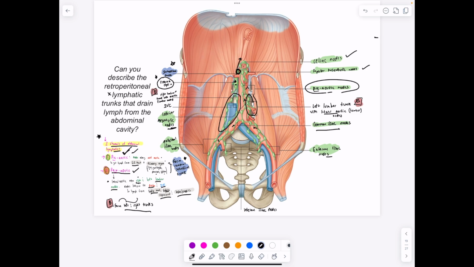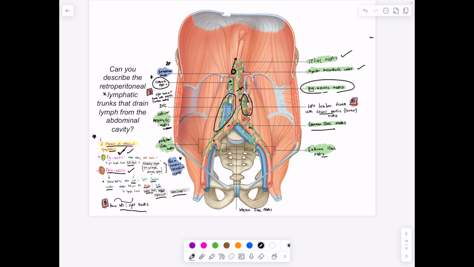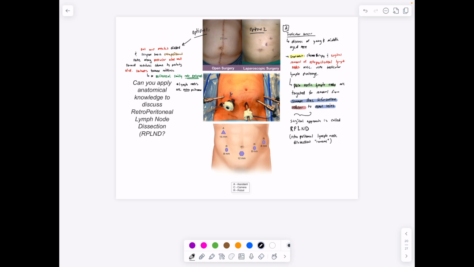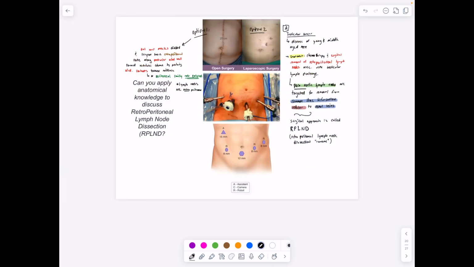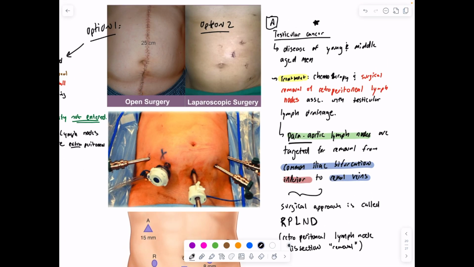All right. The challenge, though, as we'll see in a second, is that these guys being associated with the aorta means that they are very difficult to remove. And so if lymph nodes do need to be removed, we target the para-aortic, the ones that are around the aorta instead of on the aorta. All right. And so there's this surgical procedure called retroperitoneal lymph node dissection, RPLND. Basically, this is dissection, removal of retroperitoneal lymph nodes, and this is done typically in cases of testicular cancer. And so this is testicular cancer, disease of young middle-aged men.